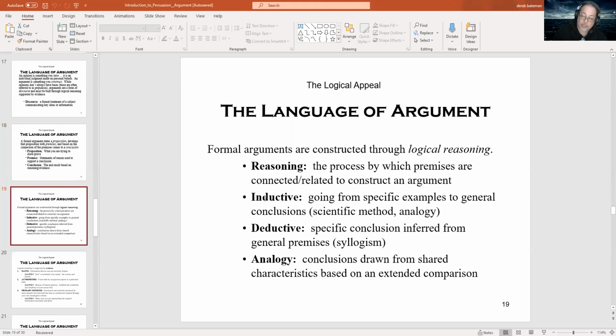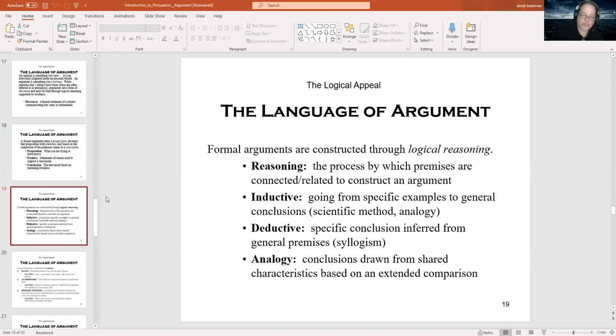If you're familiar with these terms, you can employ them in any manner that you wish. Basically, inductive is going from specific examples to general conclusions. Deductive is specific conclusions inferred from general premises. Again, I'm not going to get us bogged down in some of the terminology. This is a PowerPoint that I've used for a number of different classes, many of which are our classes on specifically rhetoric. But it's giving you a general idea of how you formulate your argument.